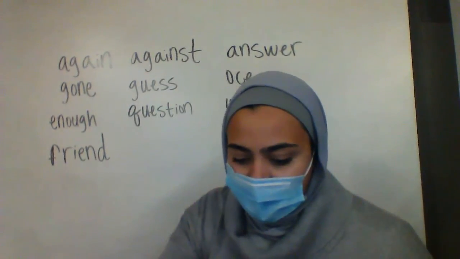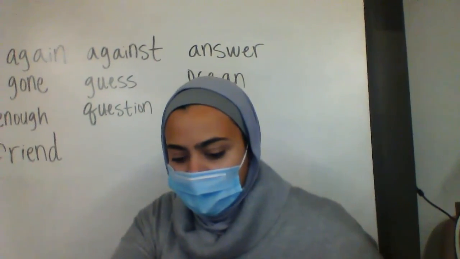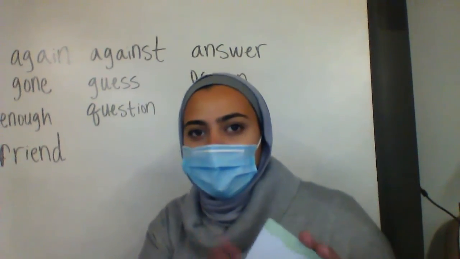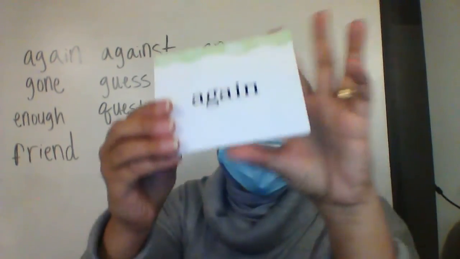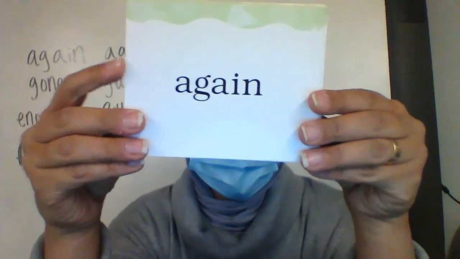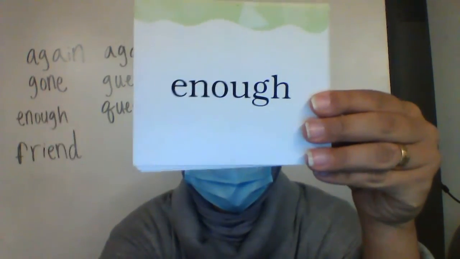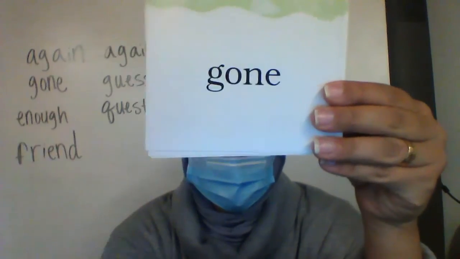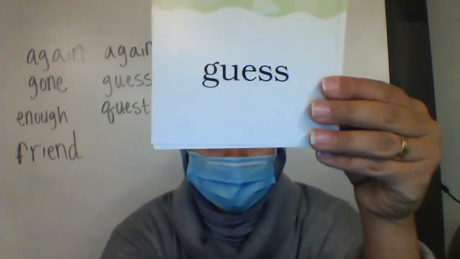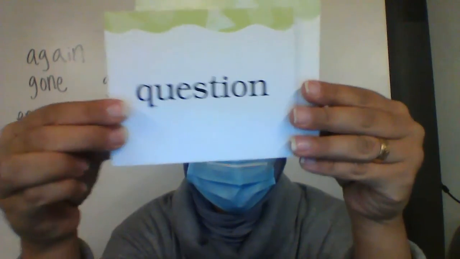Before I let you go, we're going to read the sight words one more time in a different order. Are you ready? Yes. 1, 2, 3, all eyes on me. 1, 2, 3. Okay, I'm going to add this to the sight word deck. Go. Again. Answer. Enough. Friends. Not. Yes. Ocean. Question. Young. Good job.